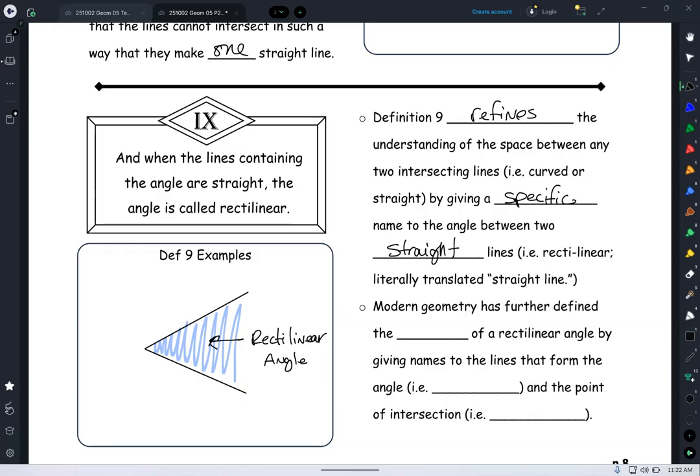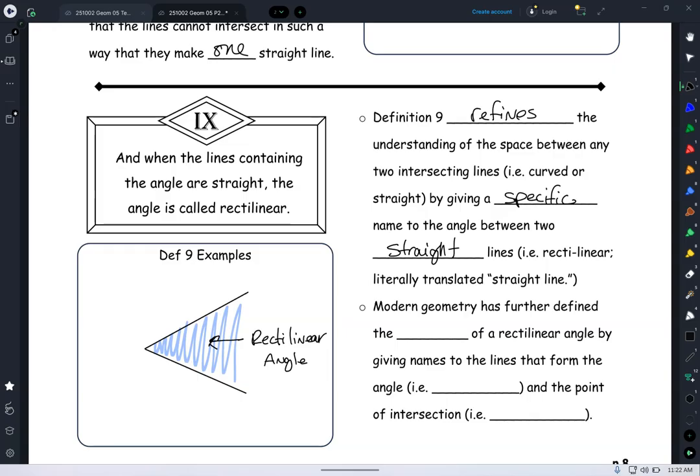And so being able to spot the difference between a plane angle and a rectilinear angle would be the difference between whether there's curved lines involved or just straight lines. Catch the difference? Okay, rectilinear angles, space in between two straight lines. Plane angle, space in between any lines.